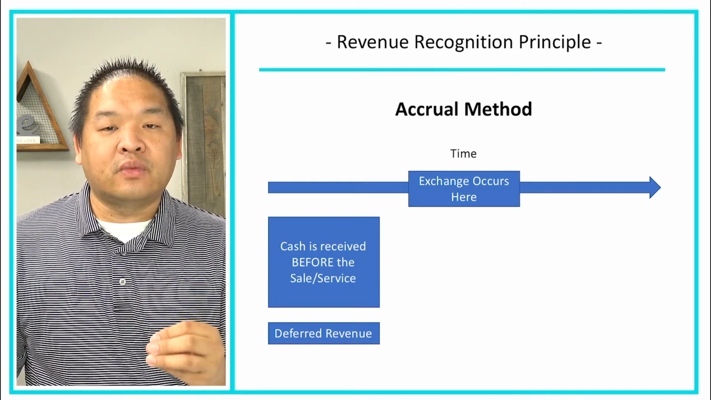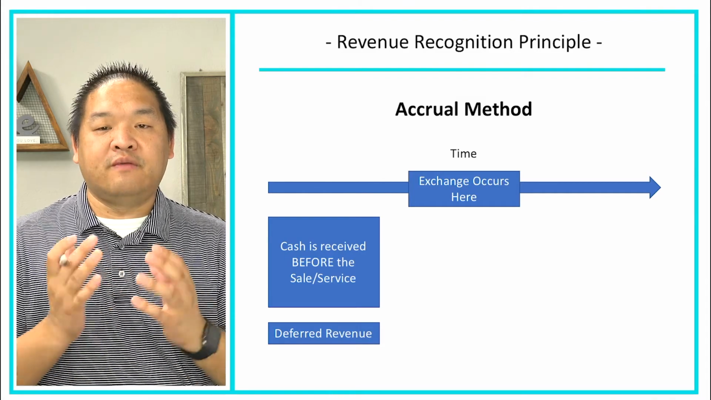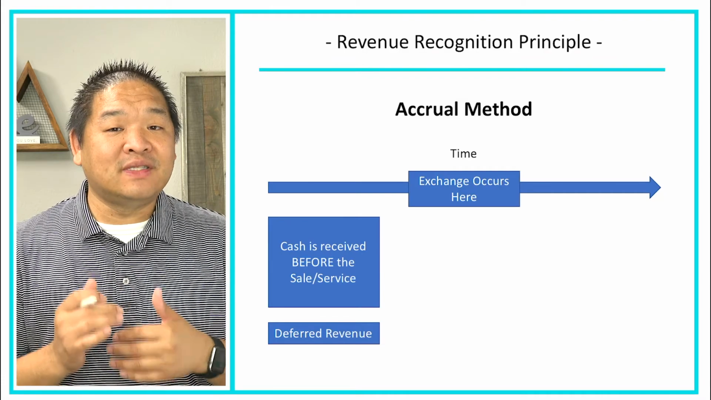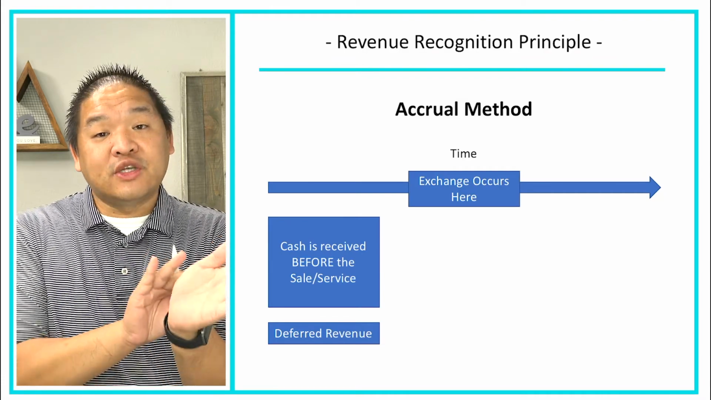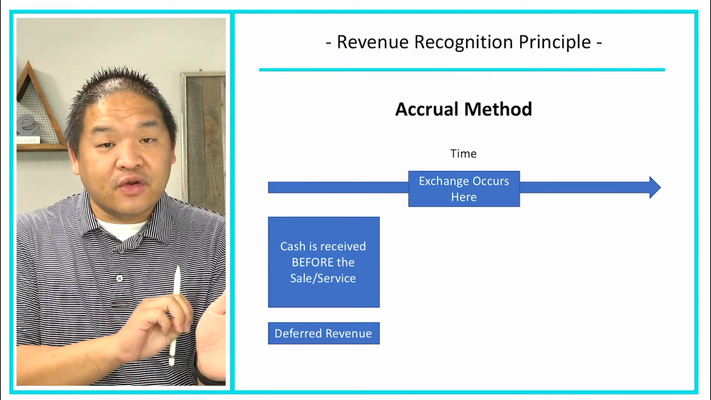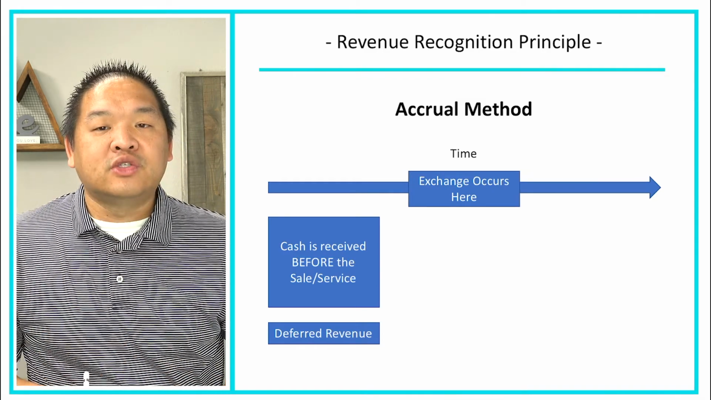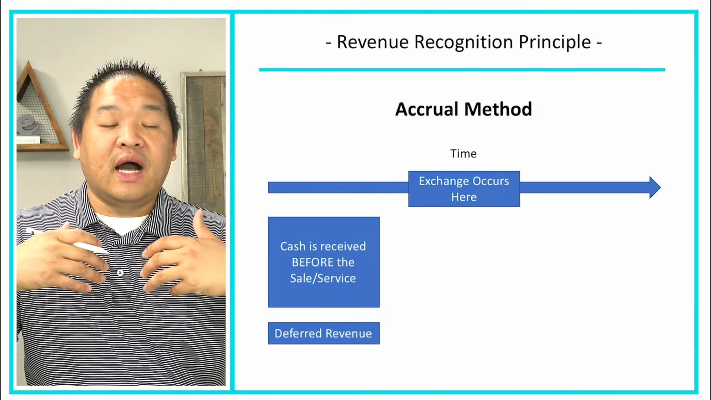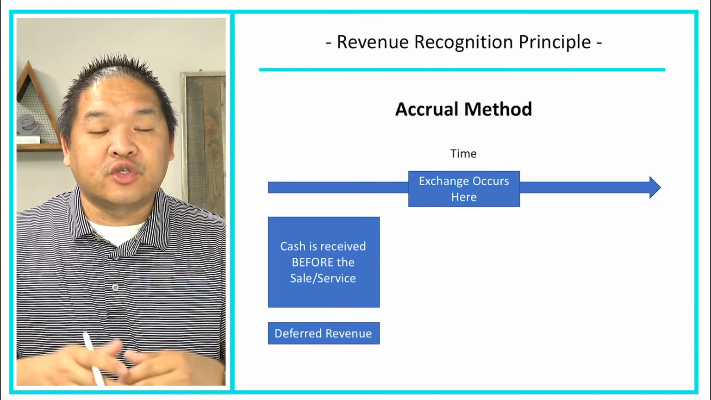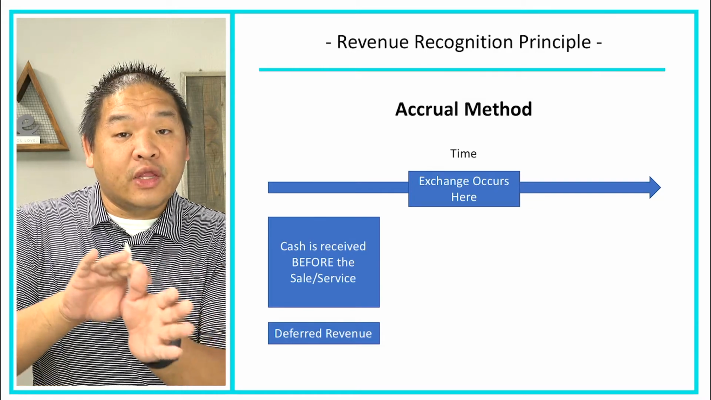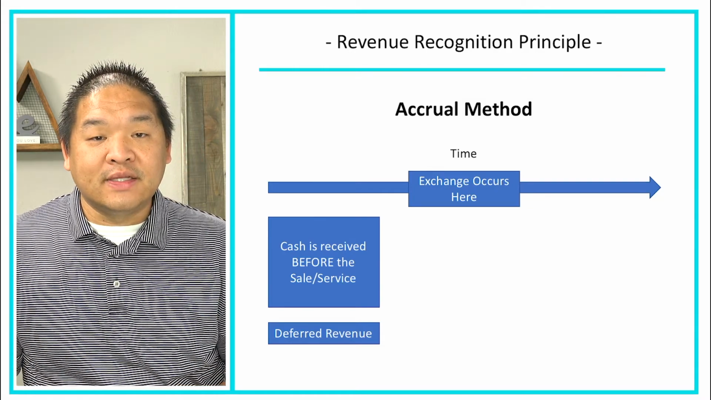The reason why it's called deferred revenue is typically we would book the revenue today because we have the cash. But because we haven't done anything, we haven't earned it, we're going to defer the revenue. We're going to defer the reason why we're getting the cash until a later point in time. So when we receive cash up front for a service or product that we're going to perform later on, we call that deferred revenue. We're deferring the revenue to another point in time.